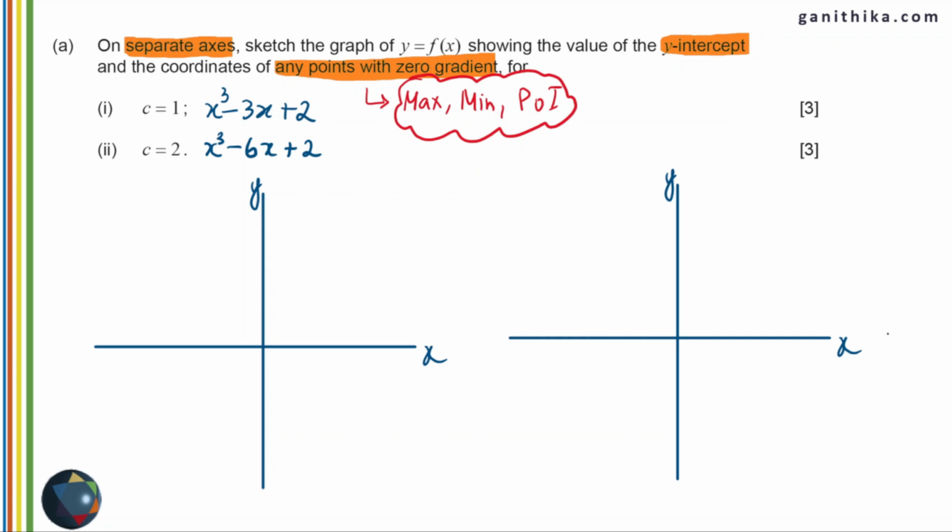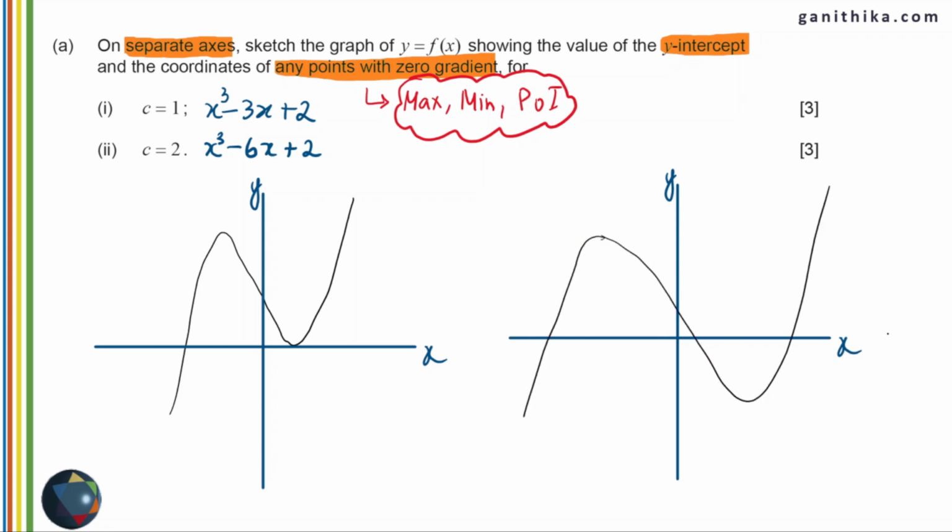Are you ready now? This is the graph of x cube minus 3x plus 2. And this is the graph of x cube minus 6x plus 2. And of course, the y-intercept is going to be 2. Now let's mark all the important points on the first graph. X-intercept, 1 maximum, 1 minimum, and y-intercept. But you should have noticed that in the question you are not asked to mark the x-intercept on the graph. Therefore, let's remove this point. Let's not mark the x-intercepts.